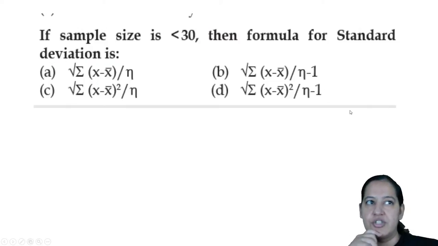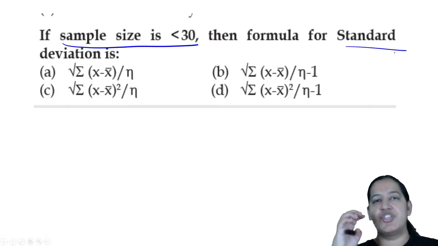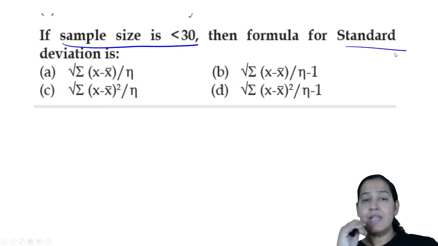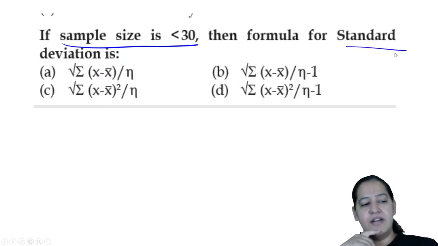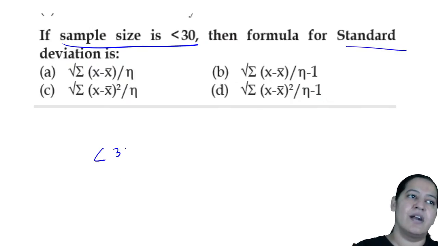Should I move further? This is the next question in front of you. If the sample size is less than 30, what is the formula for standard deviation? For ungrouped data, there is no midpoint here, so of course it is ungrouped data. So, what is your answer? Who will tell me? I have told you the individual formulas separately. If the sample size is less than 30, what is the formula?